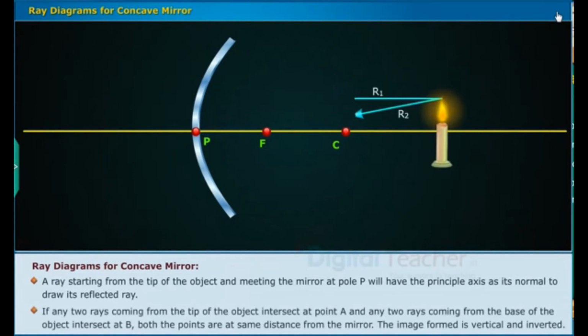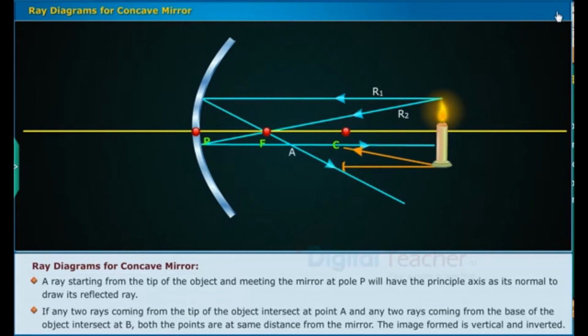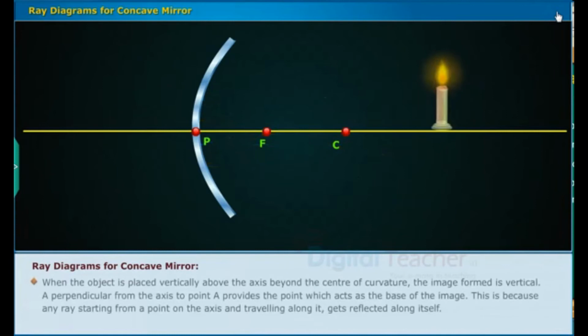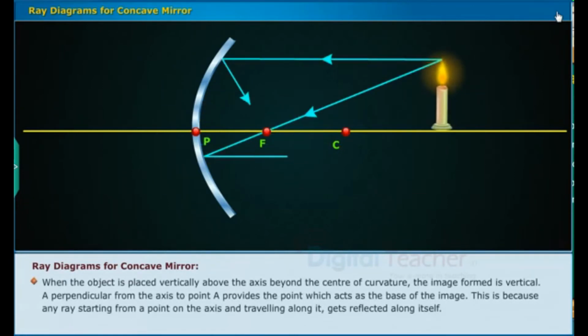If any two rays coming from the tip of the object intersect at point A, and any two rays coming from the base of the object intersect at B, both the points are at the same distance from the mirror, and the image formed is vertical and inverted. When the object is placed vertically above the axis beyond the center of curvature, the image formed is vertical. A perpendicular from the axis to point A provides the point which acts as the base of the image. This is because any ray starting from a point on the axis and traveling along it gets reflected along itself.